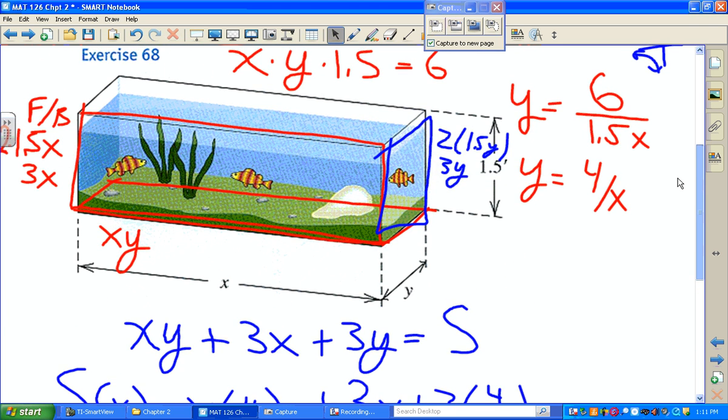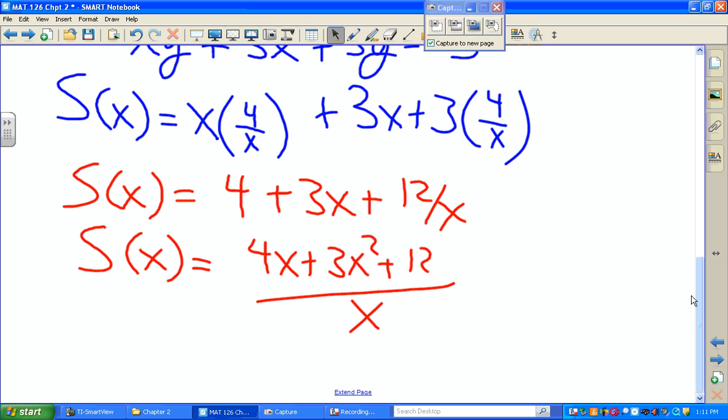Yes? Oh, I got a common denominator. I'll multiply everything by x over x, because that's probably how you'd see it in your textbook anyway.